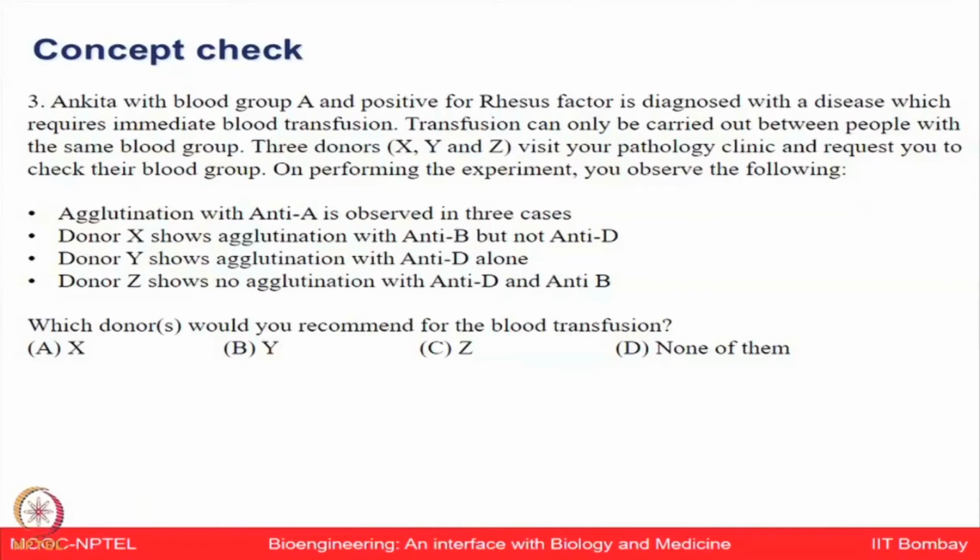3 donors X, Y and Z visit your pathology clinic and request you to check their blood group. On performing the experiment, you observe the following. Agglutination with anti-A is observed in 3 cases. Donor X shows agglutination with anti-B, but not anti-D. Donor Y shows agglutination with anti-D alone. Donor Z shows no agglutination with anti-D and anti-B. Which donor would you recommend for the blood transfusion?